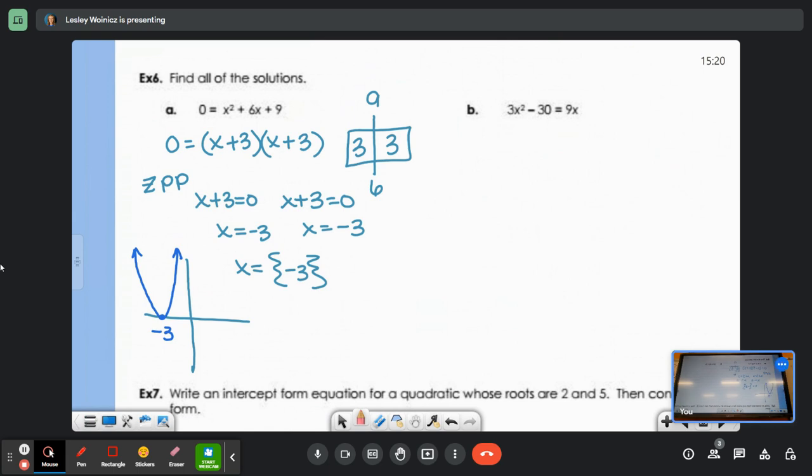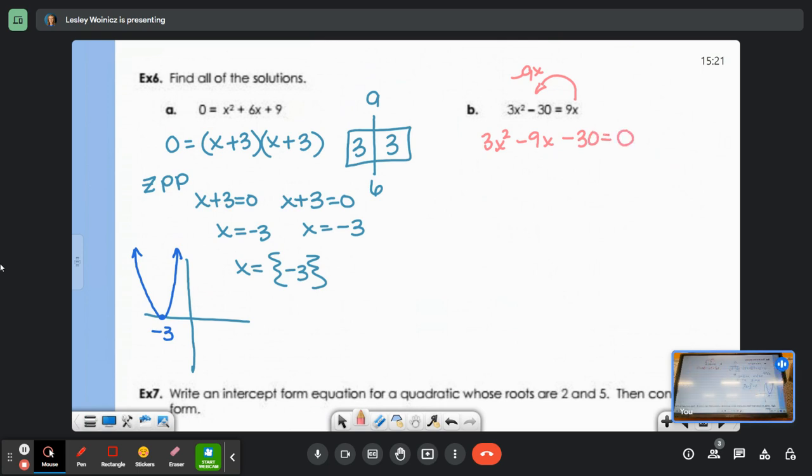What's wrong with 6b? Oh, shoot. It's equal to 9x, not 0. So we need a 0. We're going to subtract away the 9x to the other side. Are we going to put it first, second, or last? Okay, second. And it's going to be negative 9x. So we'll have 3x squared minus 9x minus 30 equals 0.